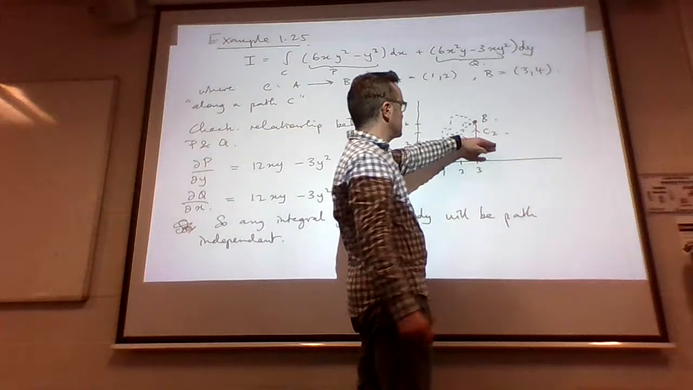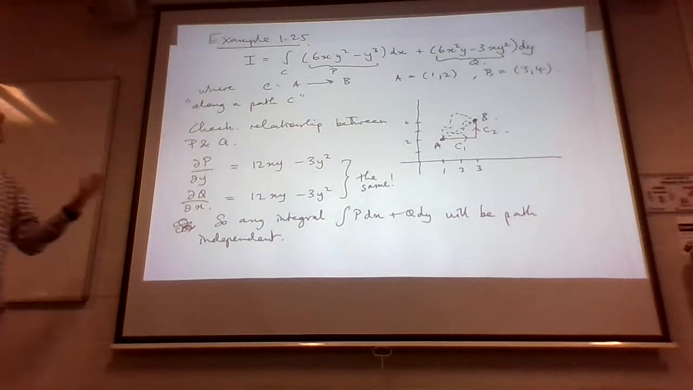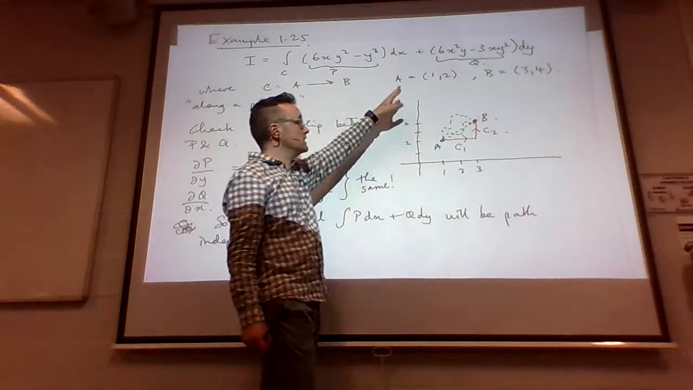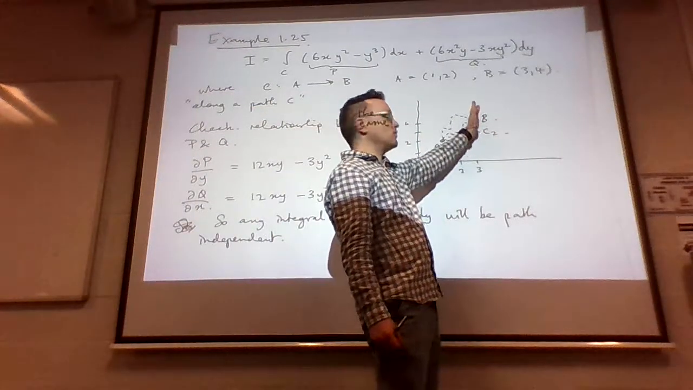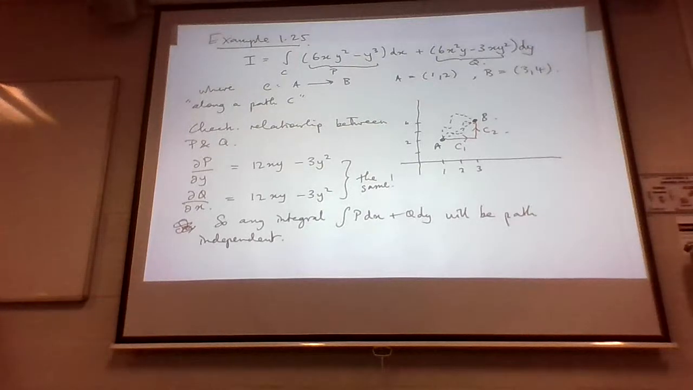Because when you're moving along C1, y is always held constant. The differential dy is 0, so that kind of halves the integral, so to speak. And when you're moving parallel to the y-axis, x is held constant, and the differential dx is always going to be 0. So that's the best way to do an integral, if you can.